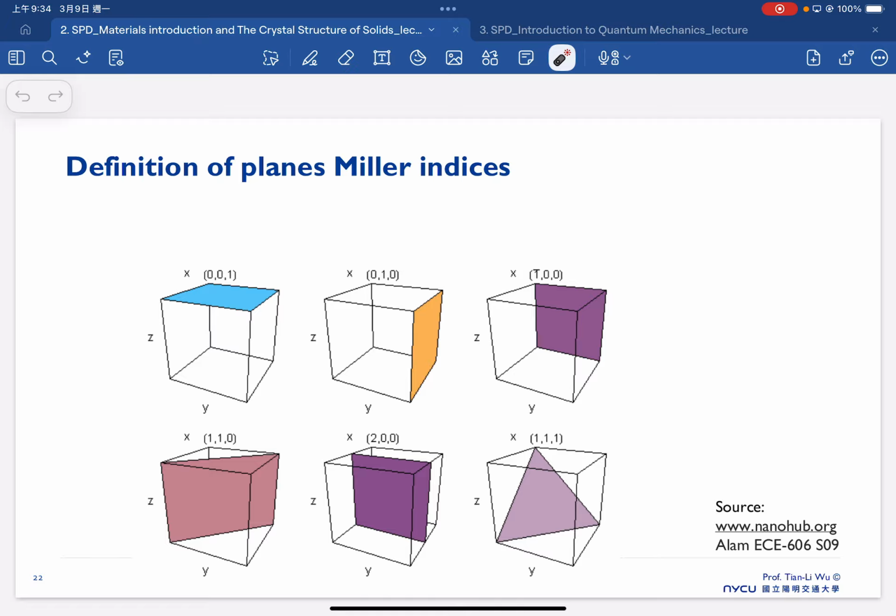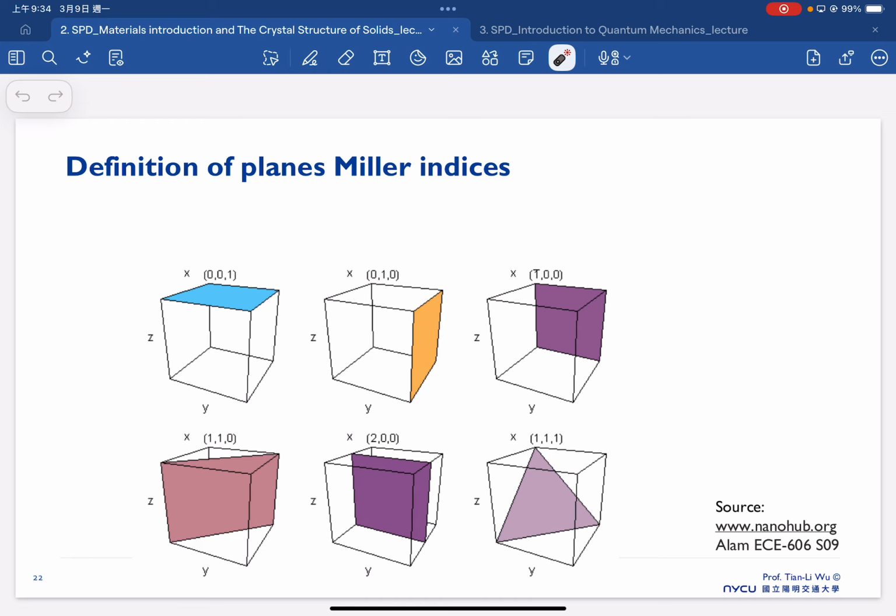Last week we also mentioned the basics of crystal analysis, and we talked about several very fundamental crystal structures, for example the face-centered cubic and the body-centered cubic.